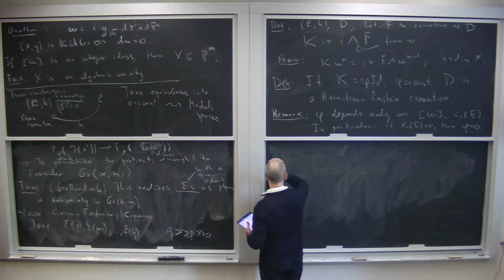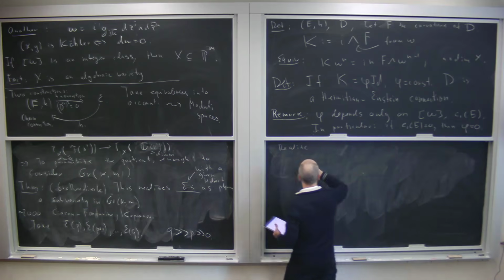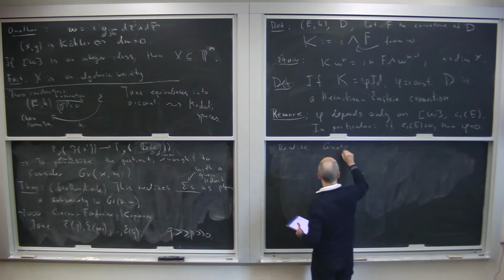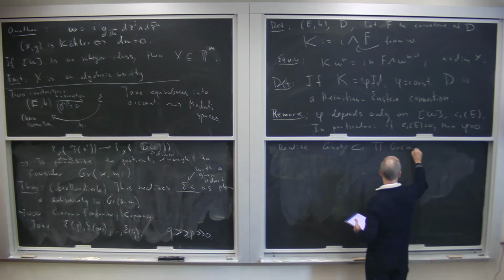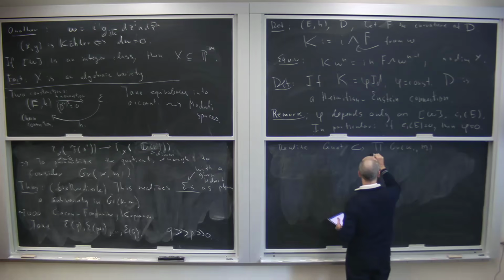So then realize the chord scheme inside the product of Grassmannians, K1 and 1, or M1. Sorry, not 1, J, and J is from P to Q.